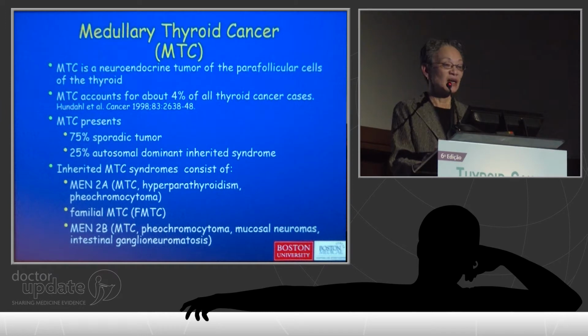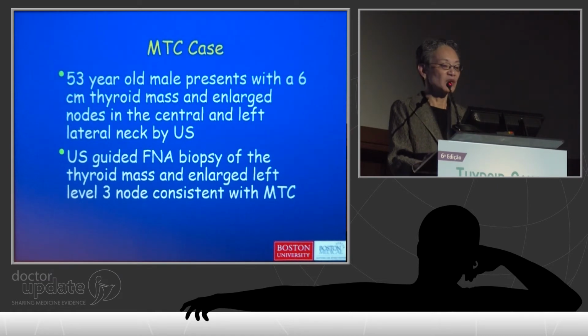That is, you can't find the gene mutation, and 25% will be part of an autosomal inherited syndrome, as we just heard. The inherited syndromes are primarily MEN2A, which consists of medullary thyroid carcinoma, hyperparathyroidism, and pheochromocytoma; familial medullary thyroid carcinoma, where you only see medullary thyroid carcinoma; and MEN2B, which includes the mucosal neuromas and intestinal ganglioneuromas.